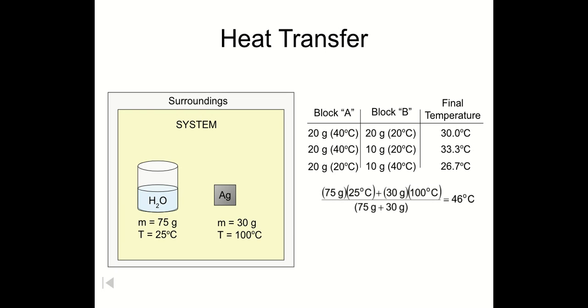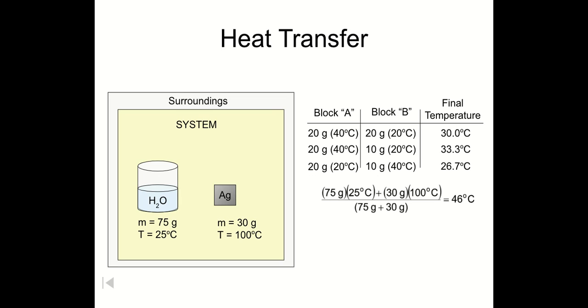Now, in a third situation, where the two objects are not the same, there's going to be another consideration we have to take into account. So when we take a block of silver, say we take a 30-gram block of silver that starts at 100 degrees Celsius, and we add it to 75 grams of water that's starting at 25 degrees Celsius. If we try to take the same approach that we did to the last one, what we would predict is that the final temperature is going to reach 46 degrees Celsius.